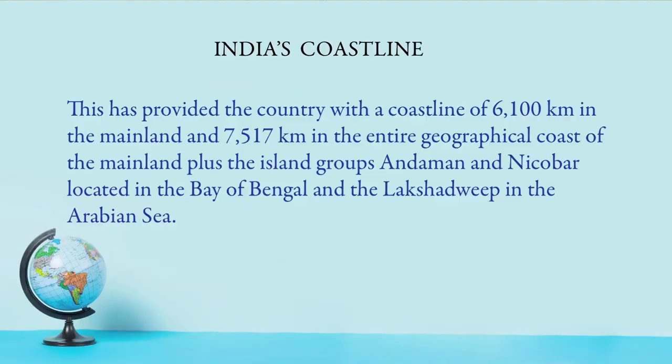Let us talk about the long coastline that we have. India has a very long coastline and the length is approximately 6,100 kilometers, if we do not include the Andaman and Nicobar Islands in the Bay of Bengal and the Lakshadweep Islands in the Arabian Sea. If we include the coastline of those islands also, it is approximately 7,517 kilometers.